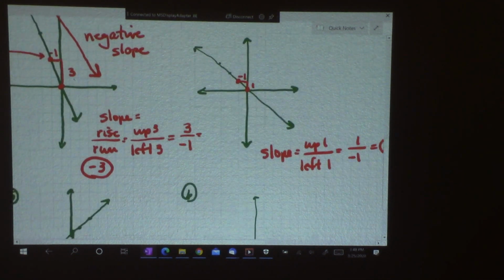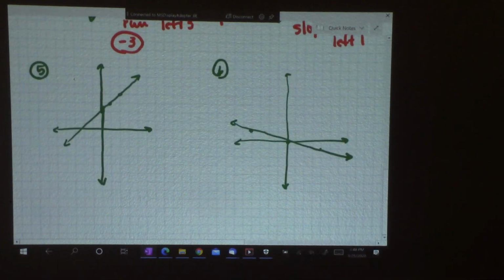Okay, I want you to go ahead and do 5 and 6 on your worksheet, and I will just keep going. You can pause the video right now, and I will pick it up in just a minute. I'm sure you'll do great.